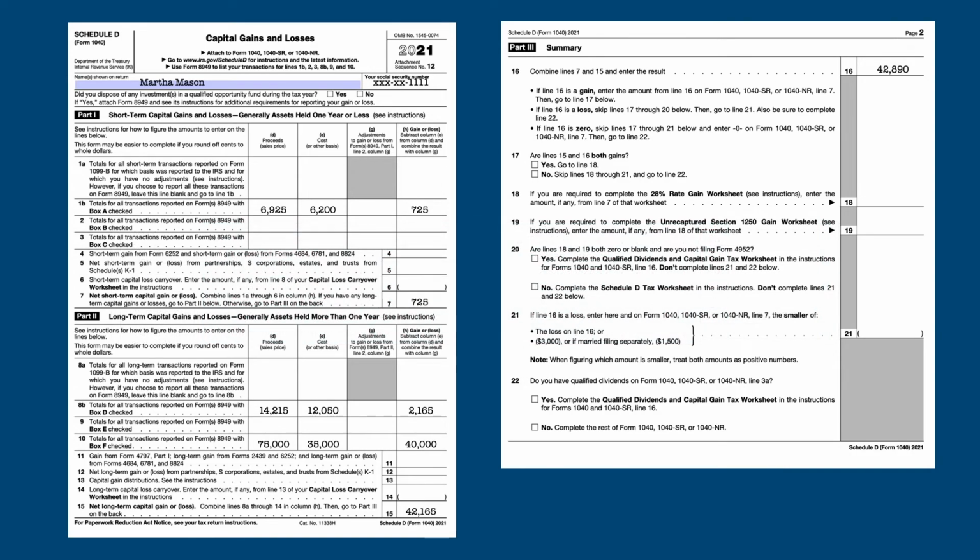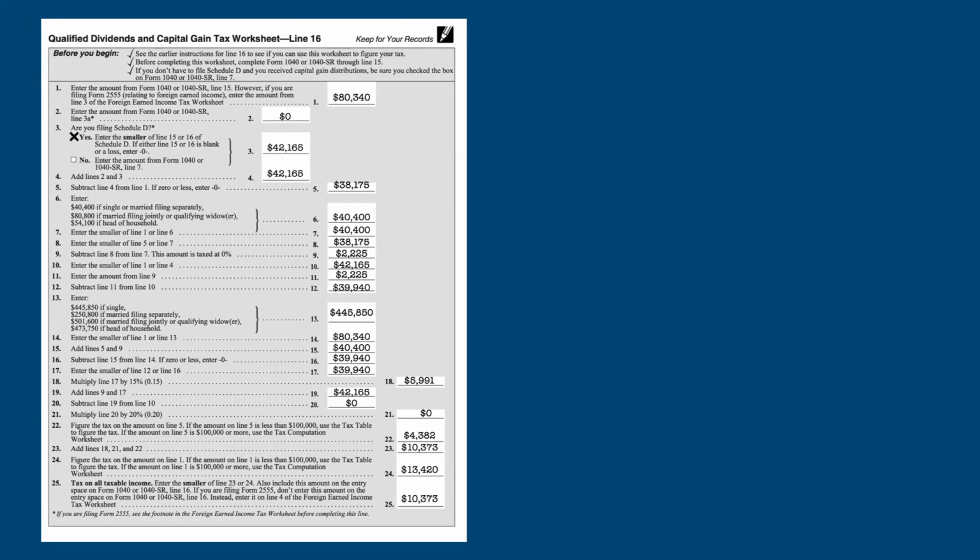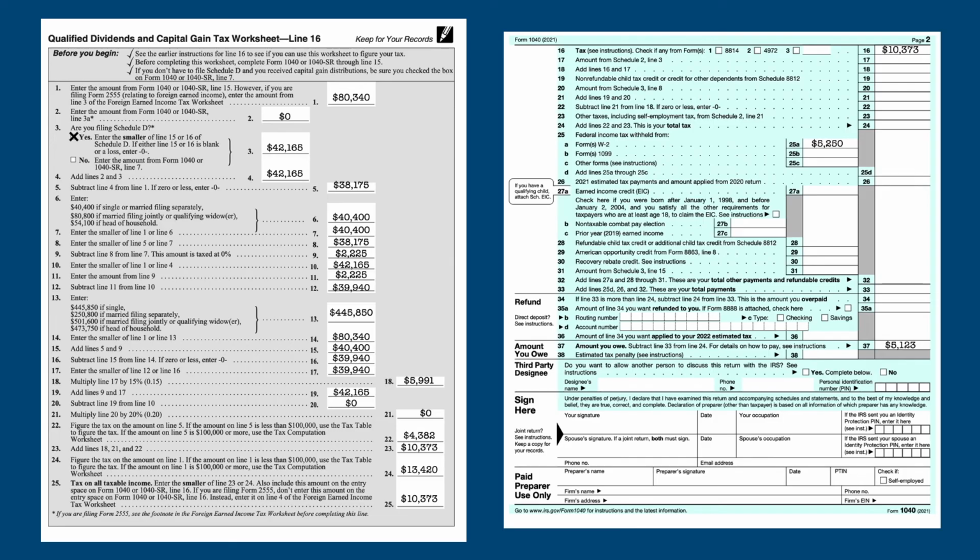Since the totals from lines 7 and 15 are both gains, she must complete lines 18, 19, and 20. For oversimplification's sake, we'll skip lines 18 and 19 since neither applies to Martha. Therefore, she checks Yes on line 20 and uses the figure from line 16 of the Schedule D to complete a qualifying dividends and capital gains worksheet. I've covered this worksheet in detail in another video, so here is Martha's completed worksheet, the result of which is entered on line 16 of Martha's 1040.